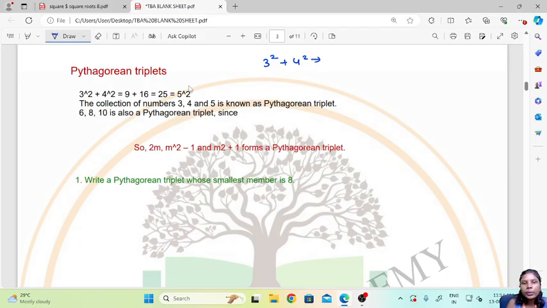So 3 square will be 9 plus 4 4s are 16. So I'll get here 25. Now 25 is also a perfect square number because it has 5 square. 5 square is 25. So therefore on adding any two square numbers, if the answer that you get is a perfect square number, then you can say it is a Pythagorean triplet. So the collection of these numbers like 3, 4 and 5, these together make up the Pythagorean triplet.